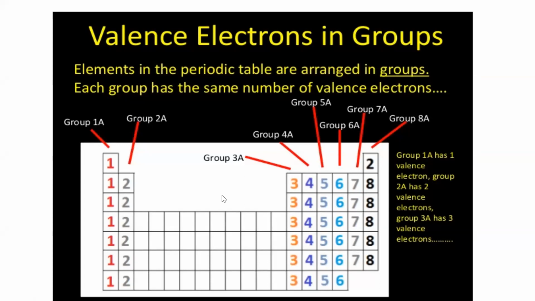To figure out the number of valence electrons, we determine the group number of the element. If the element is in group 1A, then the element has one valence electron. So, like we see here, all the elements in group 1A have one valence electron. All the elements in group 2A, two valence electrons. Up to group 8A, 8 valence electrons, except helium, which has 2 valence electrons.